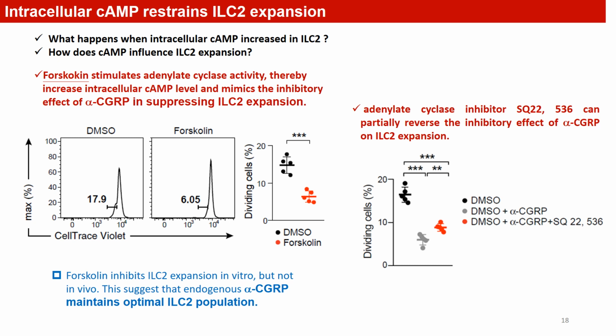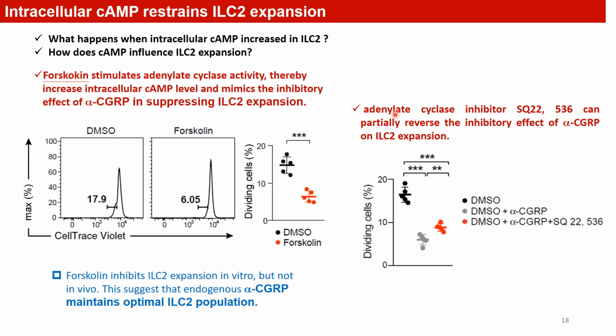In the left-hand side panel, you can see indeed, upon treatment of forskolin, the population of expanded cells has significantly decreased, and as shown here in the flow data and also in the quantification data, the small molecule forskolin, which can stimulate the increase of cyclic AMP level, indeed mimics the inhibitory effect of alpha-CGRP and suppresses the ILC2 expansion.